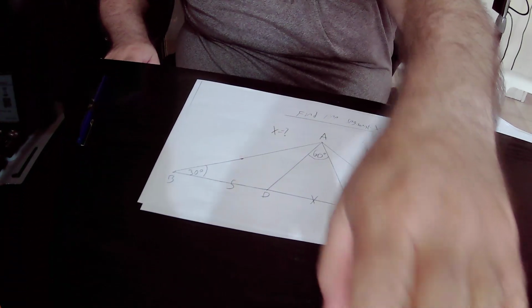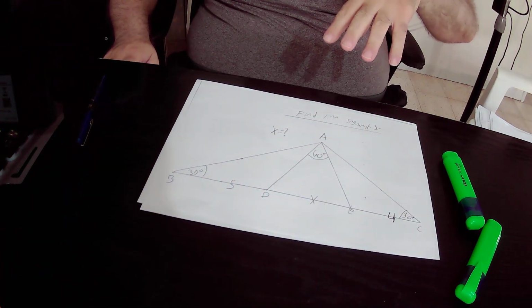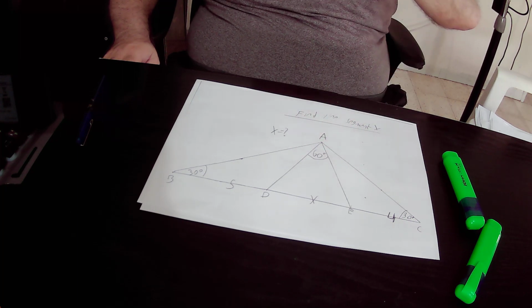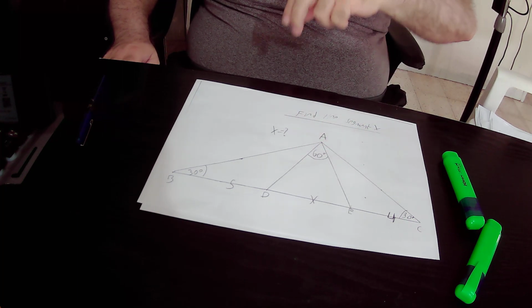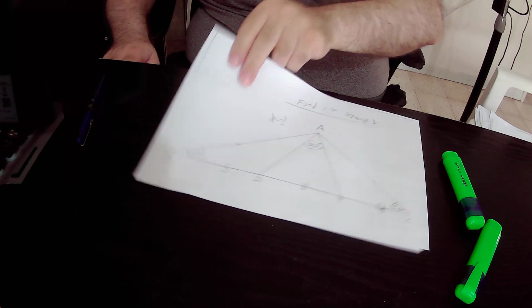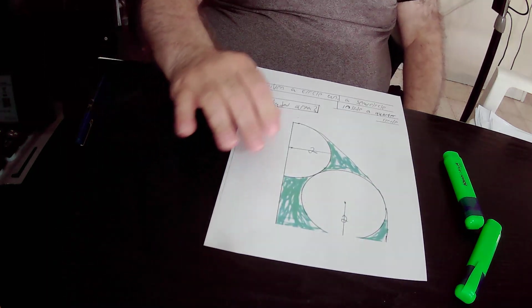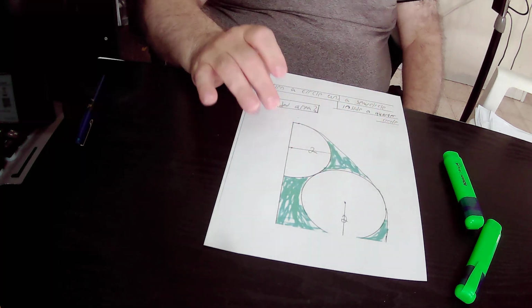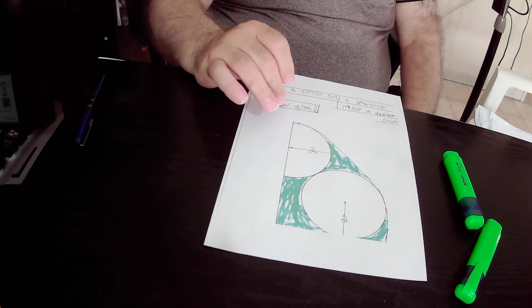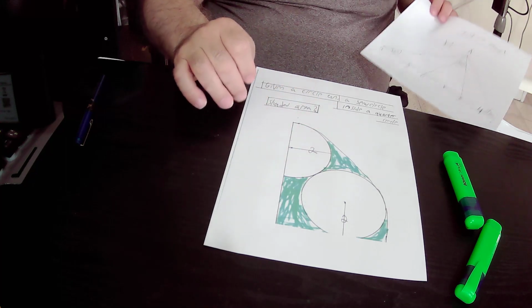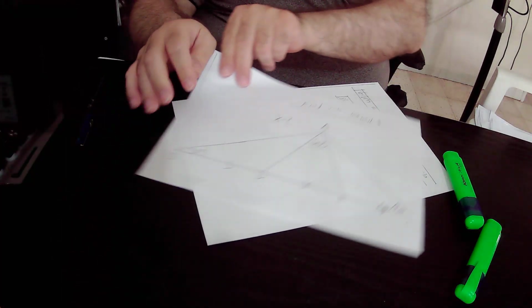In this lecture we'll answer two questions. In the first question, we'll find out the length of line segment X, and in the second question, we will find out the value of the shaded area inside this quarter circle. So we'll start with the first question.